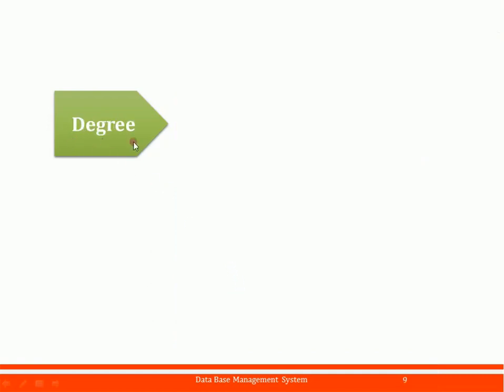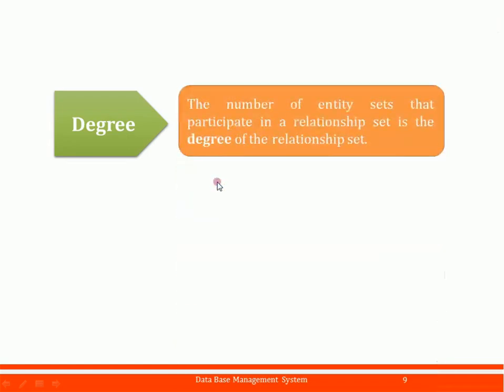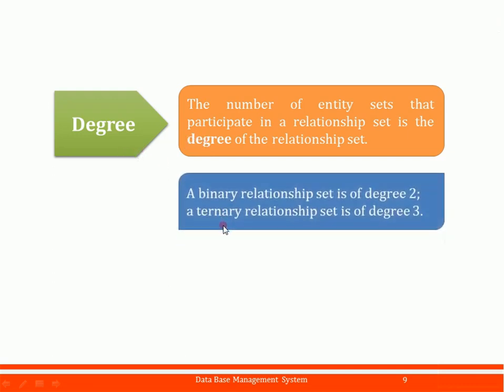The next is the degree of relationship. The number of entity sets that participate in a relationship set is called the degree of the relationship set. So when two entities are participating in a relationship, it is called an entity or relation with degree 2. A binary relationship set is of degree 2 and a ternary relationship set is of degree 3.